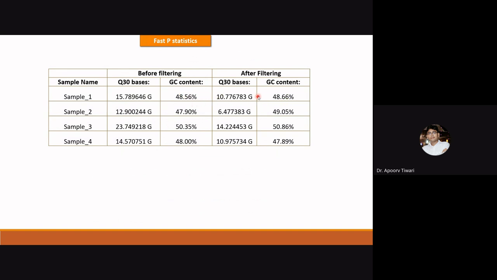These are the data after filtering. Some of the data have bad reads. So first we remove these bad reads and filter the adapters, and then generate the data. So it is 10.7 gigabytes of data, and in case of this, 6.4, 14.2, and likewise.